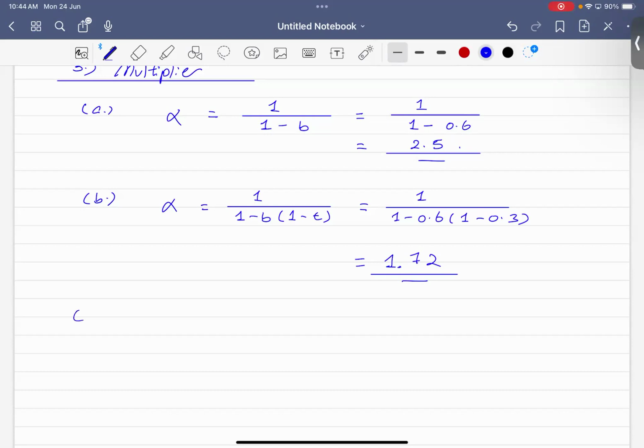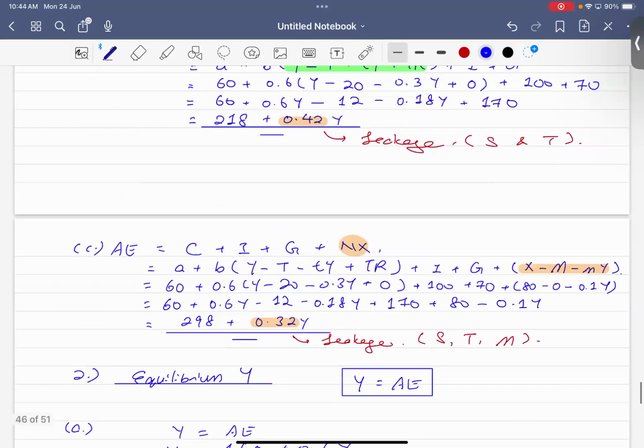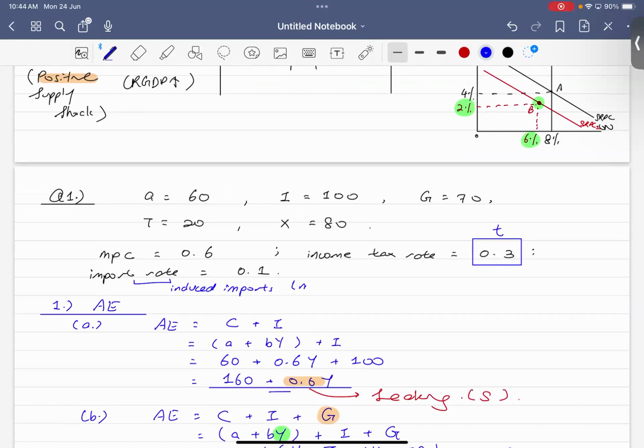Question C, multiplier. How is the multiplier formula? And in the exam, no formula is provided to you. This is not finance. 1 minus B bracket 1 minus T plus M. Plus M. What is M here? M is the import tax rate, the small letter M. Just now this one is T and this one is M.